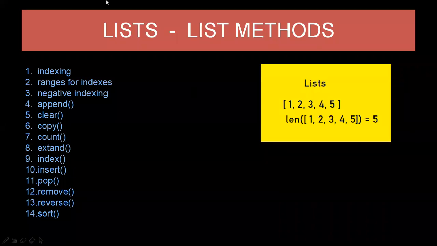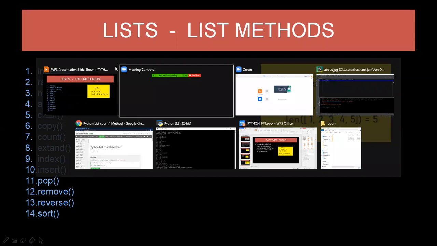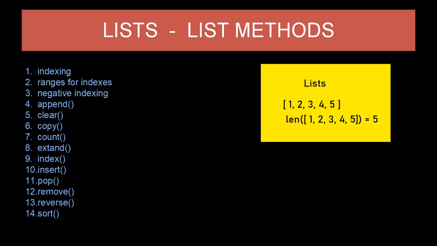So now we are going to discuss list operations and list methods. So the first thing is indexing. So let's see how we can do indexing in lists.